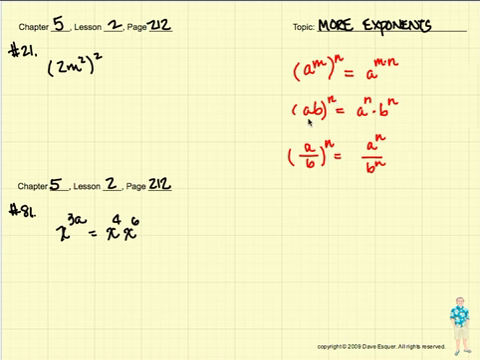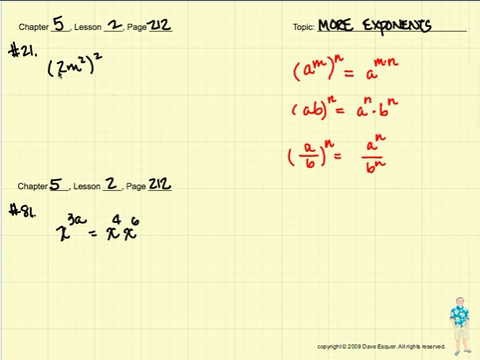If we have two different bases multiplied together in this second rule, a times b to the nth power, that can break out into a to the nth power times b to the nth power. And similarly, if we have a division, a divided by b to the nth power, it's nothing more than a to the nth divided by b to the nth. Let's see if we can use those rules today.